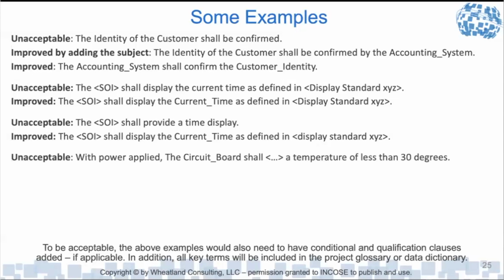With power applied, the circuit board shall do something at a temperature of less than 30 degrees. At first, it looks like it's okay, but then you're going to say, but what unit of measure? Is this centigrade, Fahrenheit? This could really be different. If I'm in Europe and interpret 30 degrees, I'm going to think, hey, they mean centigrade. If I'm in the US, I probably think that's Fahrenheit.